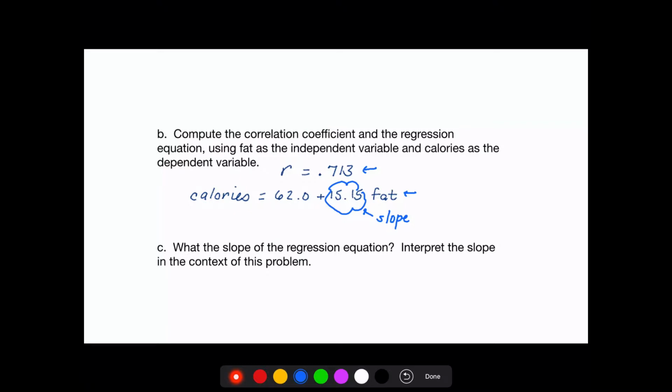Remembering from algebra, the definition of a slope is the change in the y variable, in this case calories, divided by the change in the x variable, which in this case is fat. And our slope is 15.15. To interpret it, sometimes it's easiest to write this as a fraction, so we'll write this with a denominator of 1. What this means is each additional change of fat of 1 gram results in an associated change in calories of 15.15.